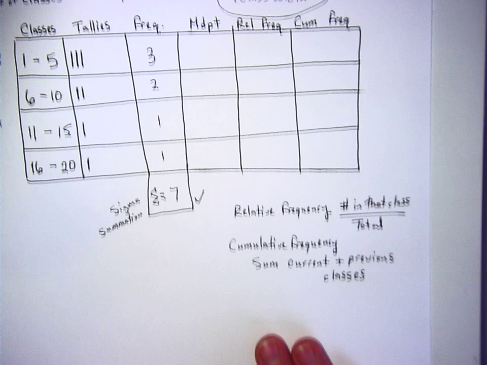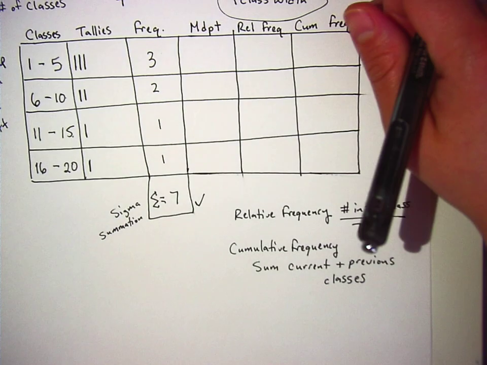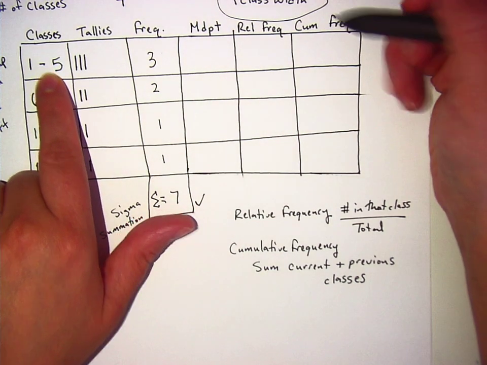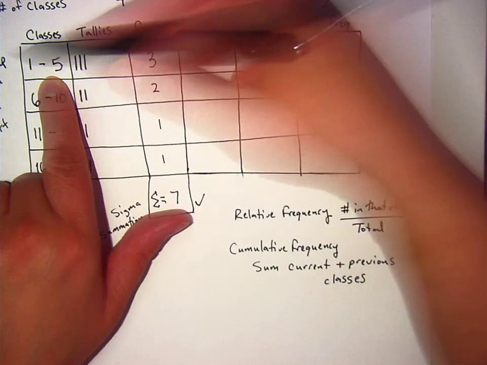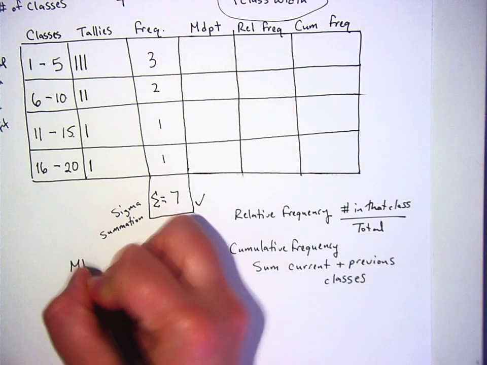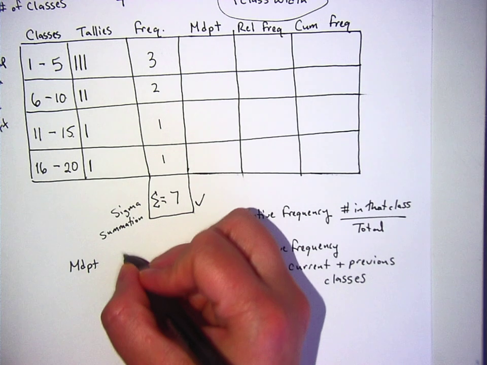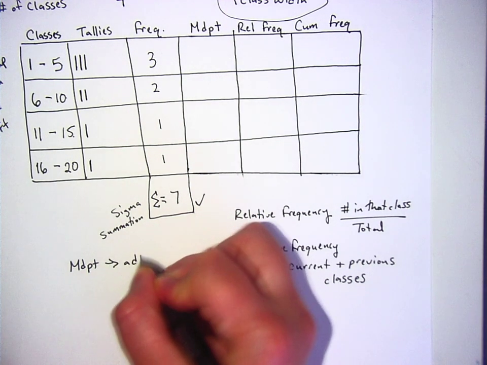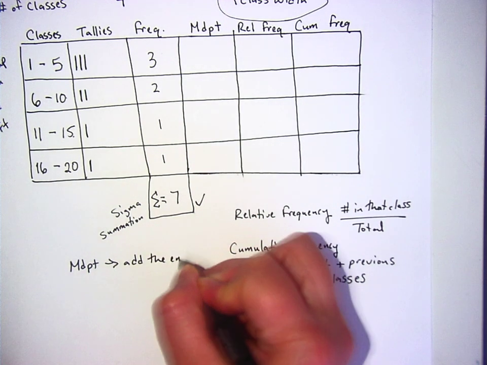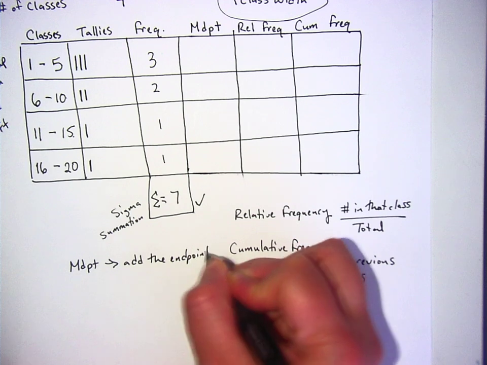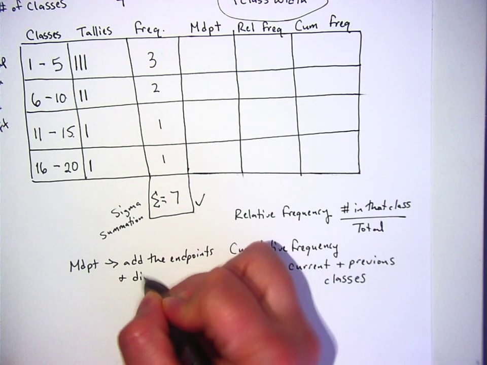Okay, so let's talk about the midpoint. Midpoint of this class, to find out the midpoint, you add the two, I'm going to write that down here too. To find the midpoint, you add the end points of the class and divide by 2.